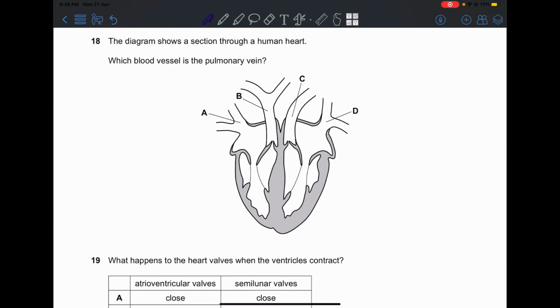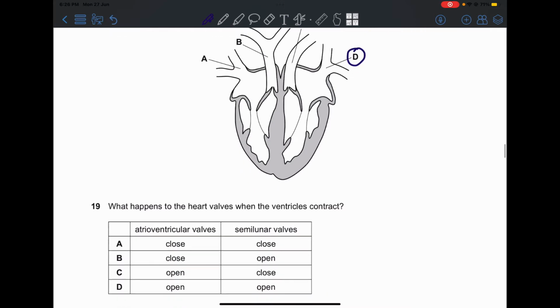18. The diagram shows a section through a human heart. Which blood vessel is the pulmonary vein? We know that the pulmonary vein is oxygenated and it contains the blood from the lungs, coming back from the lungs. So this is one of the only veins that are oxygenated in the human body. So it's actually here in D.